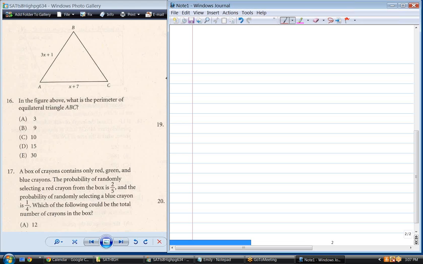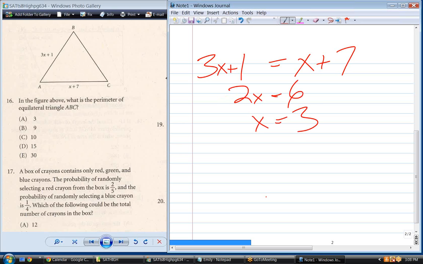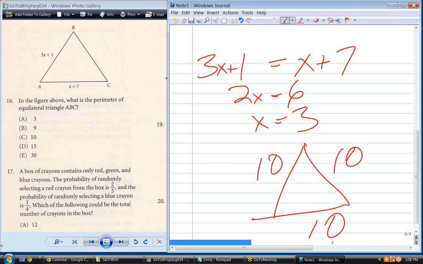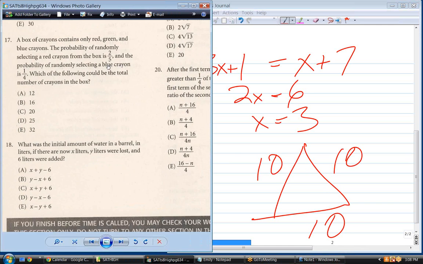So we know that 3x plus 1 is equal to x plus 7. Then we're going to need another side that's... hold on, let's solve for x. So 2x equals 6. So x equals 3. So what are the sides? 10. 10, 10, and 10. 30.